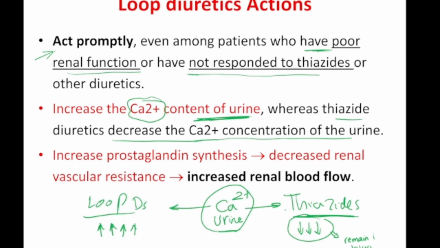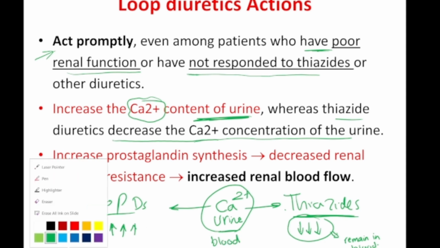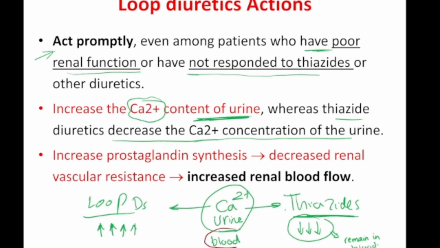Remain in blood. Here, what happened to the blood? Blood calcium. If you talk about calcium in the blood, let me change the color to make it make more sense. For the blood, remain in the blood, increase calcium in the blood. Here, talk about the blood, decrease calcium in the blood. So loop diuretic decreases calcium concentration in the blood. What about thiazide? Increases calcium concentration.